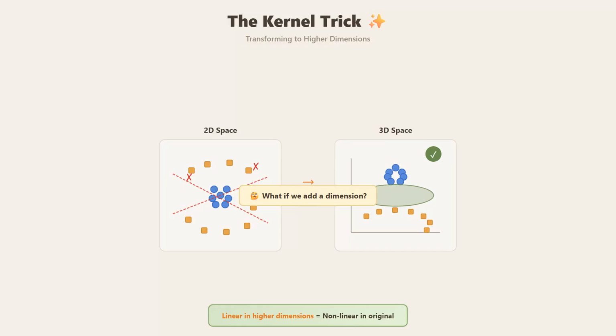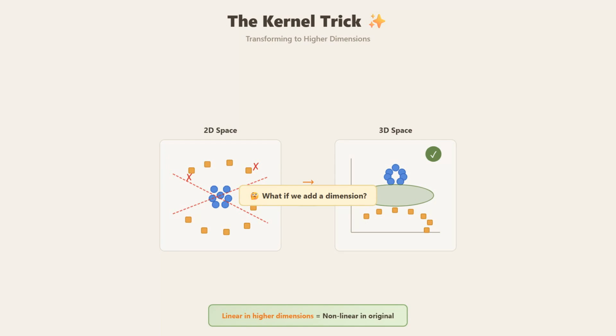The center points, which have smaller values, don't get lifted as high. The surrounding points with larger values get lifted higher. In this new three-dimensional space, the two classes become separable by a simple flat plane.